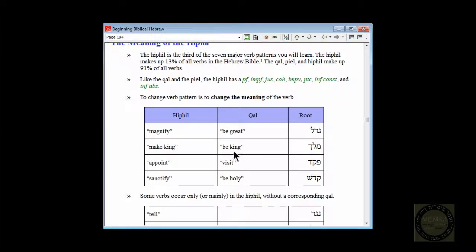Kal, malak, to be king. Hifil would be to cause to be king, in other words, to make king. So on and so forth. Now that works in most lemmas. It doesn't work with all of them. Here, visit and appoint. There's really no quickly discernible causative linkage there. Be holy, make holy, and sanctify. There you can see one. But most of the time, if you just know your vocabulary in the kal and you run across a hifil, you can sort of work out the hifil meaning by thinking in these causative terms.